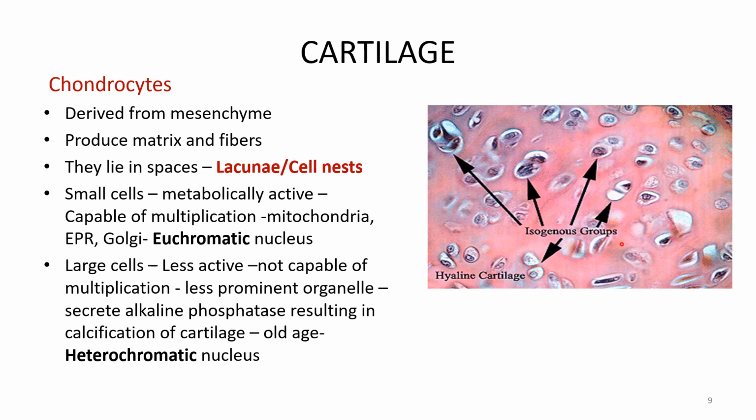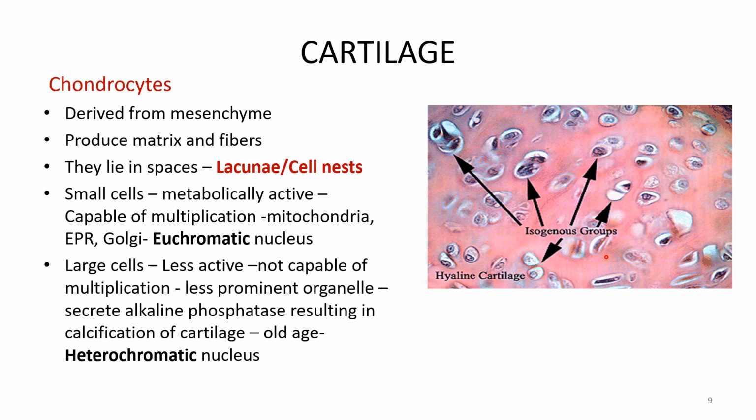These small cells are metabolically active and they are capable of multiplication. They are rich in mitochondria, endoplasmic reticulum and Golgi apparatus. They have a euchromatic nucleus. So see the nucleus of the small cells here. This nucleus is euchromatic. When you compare them with the large cells, these large cells are less active and they are not capable of multiplication. The prominence of organelles is also less in the large cells when compared to small cells.